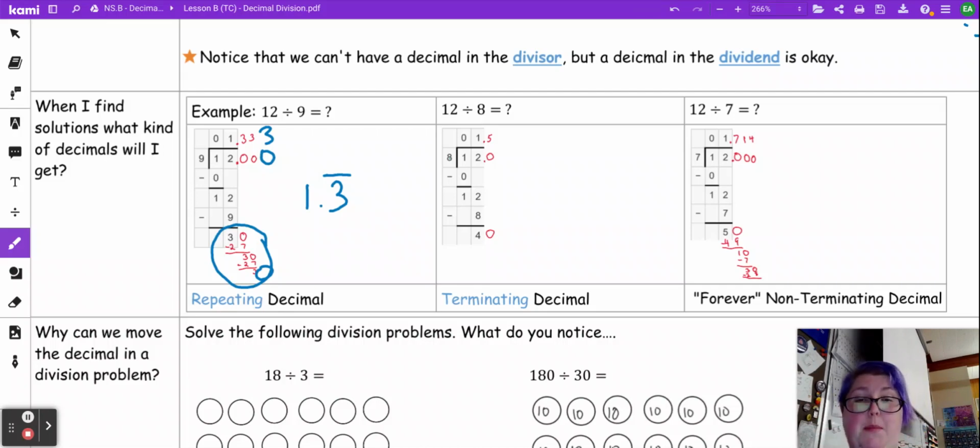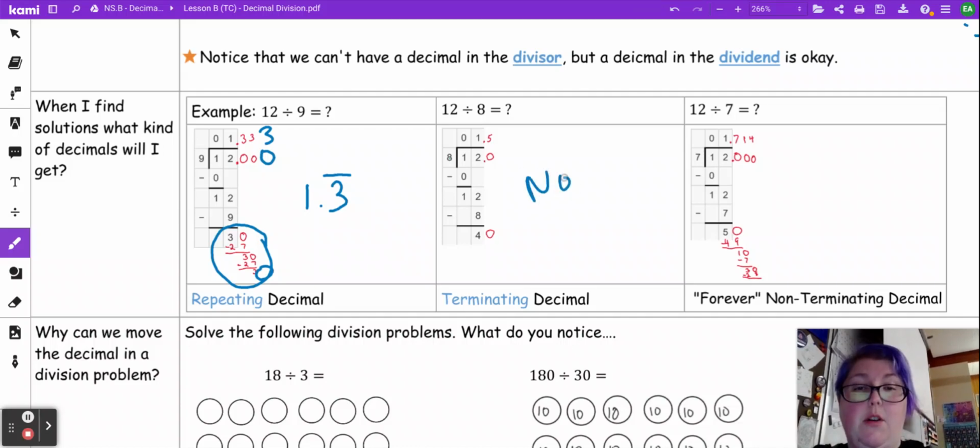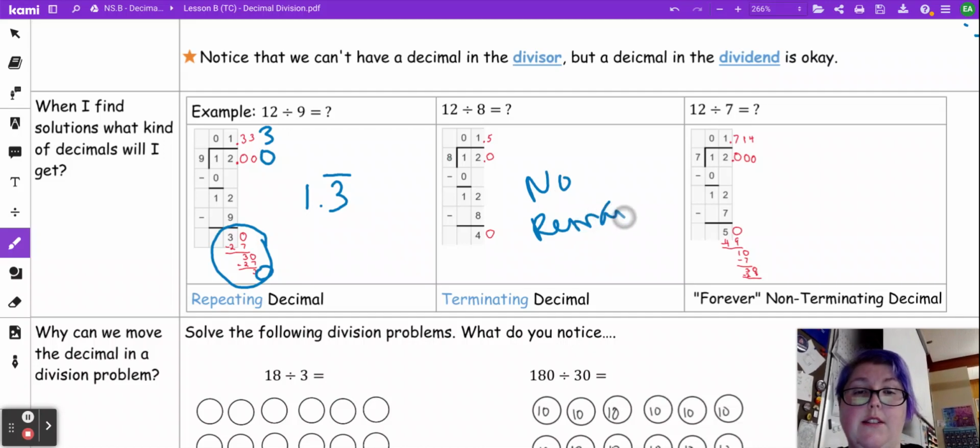Now in 12 divided by 8, you have a terminating decimal. That means no remainder. If there is no remainder, like our 2 example problems, those are both terminating. They stop, like the Terminator stops things, stops bullets, all of that. To terminate means to end something.